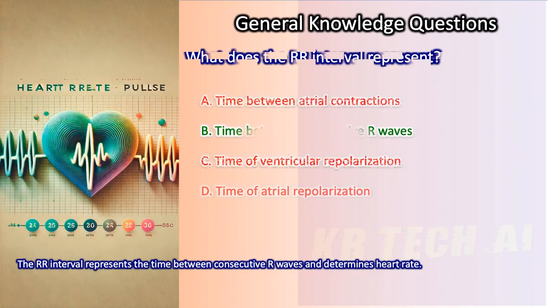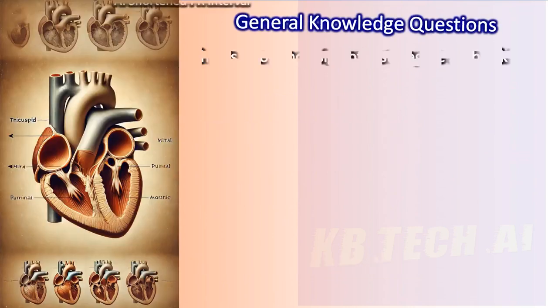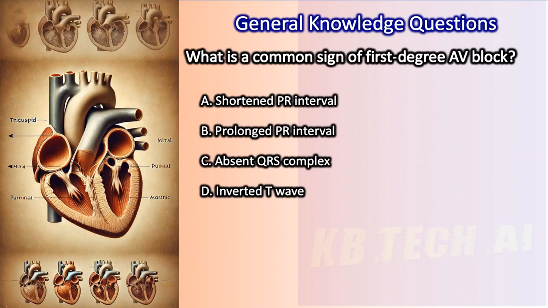The answer is option 2, time between consecutive R waves, which is a common sign of first-degree AV block. Option 1, shortened PR interval. Option 2, prolonged PR interval. Option 3, absent QRS complex. Option 4, inverted T wave.